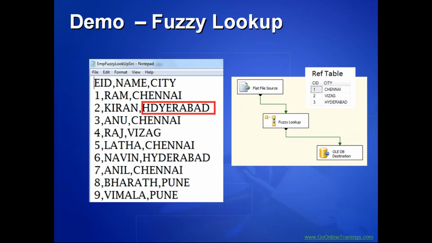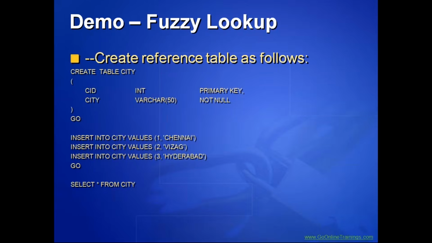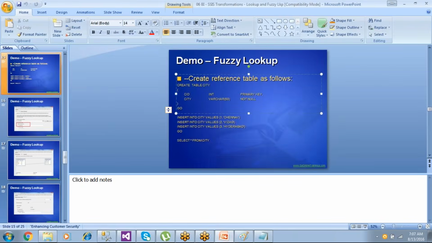So now take all the unmatched records and give them to the fuzzy lookup. And here you have to configure that if it is matching 20%, 30% or 40%, then you consider this as Hyderabad and move all this data to Hyderabad only. So that is what is called the fuzzy lookup transformation I'm talking about. Fuzzy means what? Not exactly. That is what you have to understand. Let me also create one reference table to create this demo.